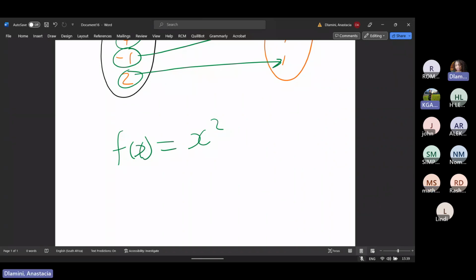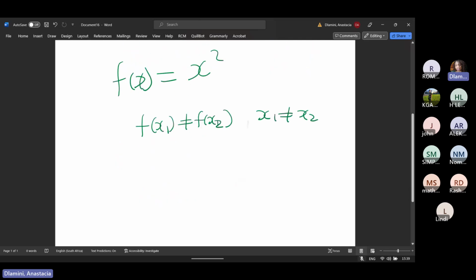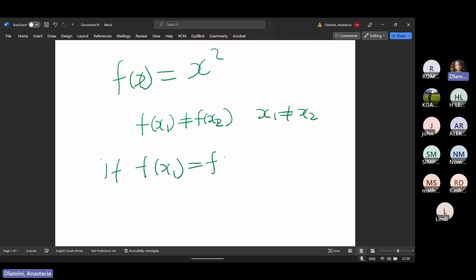Thank you. By definition, a one-to-one function is such that f of x1 is not equal to f of x2 whenever x1 is not equal to x2. So then that's a one-to-one function. But you can also write it equivalently and say, if f of x1 is equal to f of x2, then it means that x1 should be equal to x2 for it to be a one-to-one function.